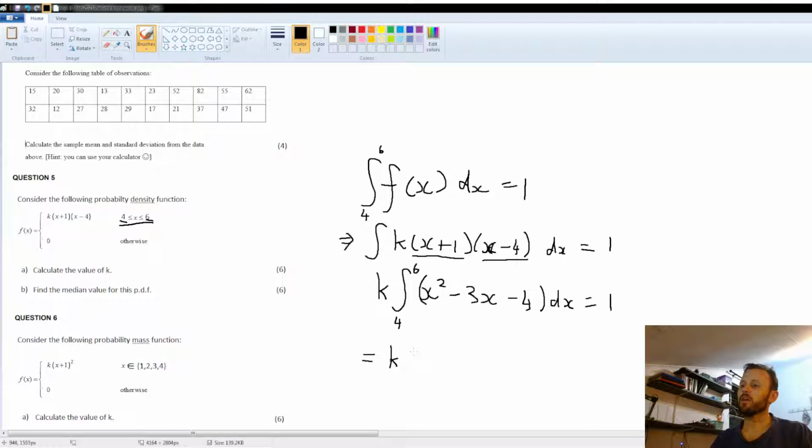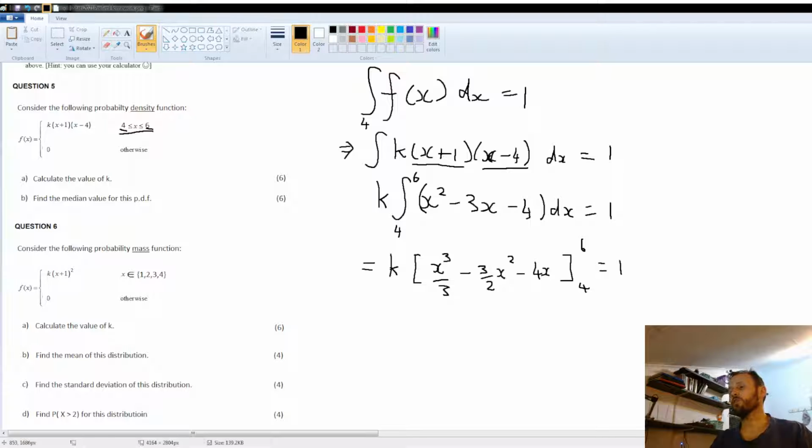What do you get? You get k, and here you get some stuff which is going to be evaluated from 4 to 6, and you want that to be equal to 1. What is this stuff? It's x cubed over 3 minus 3 over 2 x squared. Remember, you add 1 to the power and divide by the new power. So add 1, you get 3. You add 1, you get 2, minus 4x. And then you get this big equation with stuff in it.